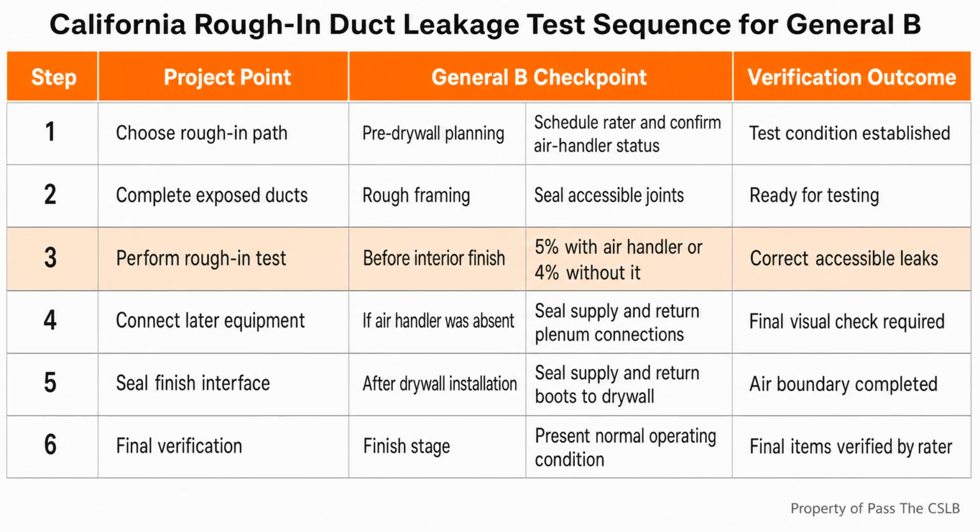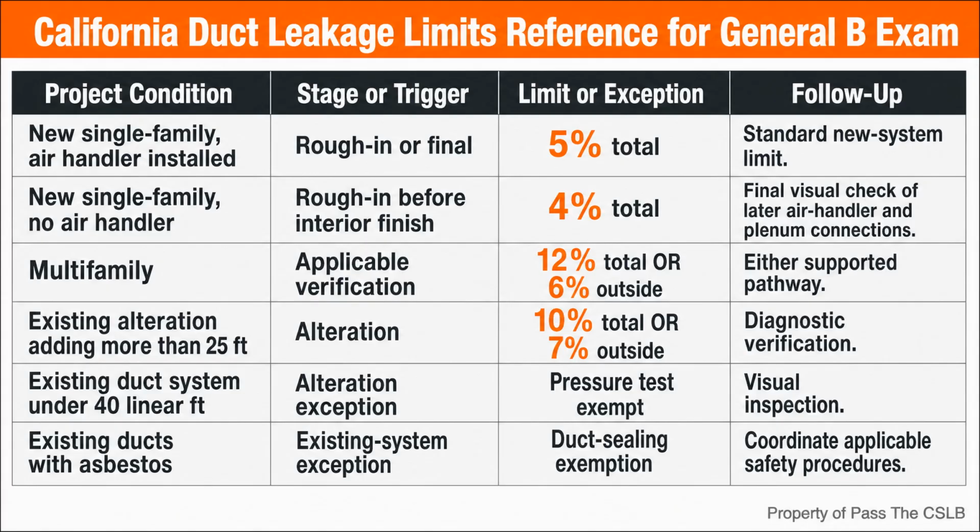If the rough-in test happens before the air handler is installed, the duct system alone must not exceed 4% of the air handler airflow. That test does not yet include the later air handler and plenum connections. When the equipment is installed afterward, the final verification includes a visual check that those later connections are completely sealed.